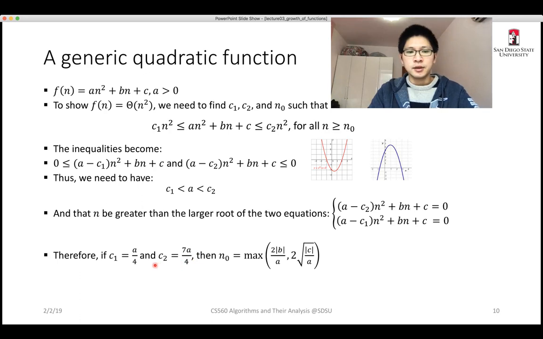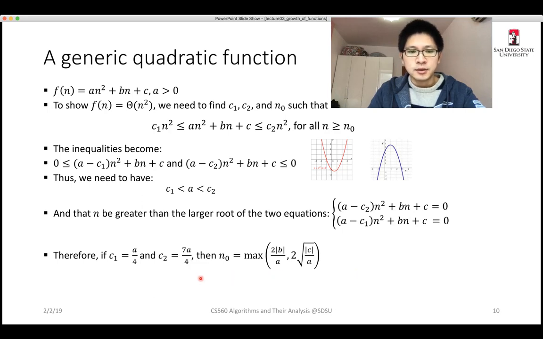Therefore, if we find some c1 and c2 to make it easier to solve the two equations, for example, if we let c1 equal a over 4 and c2 equal 7 times a over 4, then it'll be easier for us to solve the two equations. And we need to choose n0 to be the relatively larger root resulting from solving the two equations, right?